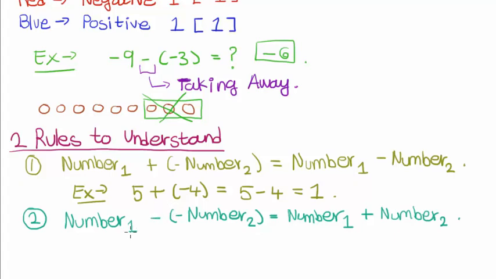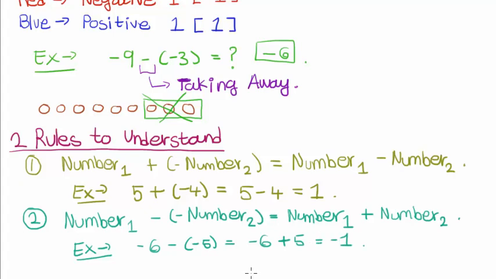So let's do an example of that problem right here. If I have something like -6 minus -5, I can write this as this. Or, more simply, I can rewrite that as this. And then, that would give me the answer of -1.